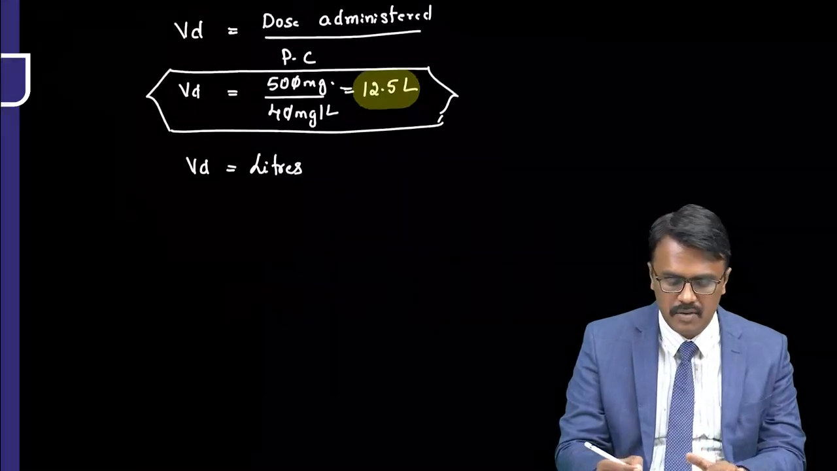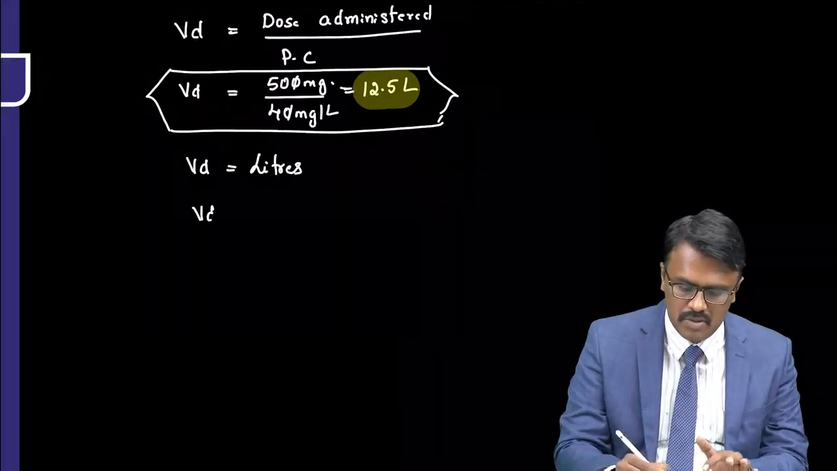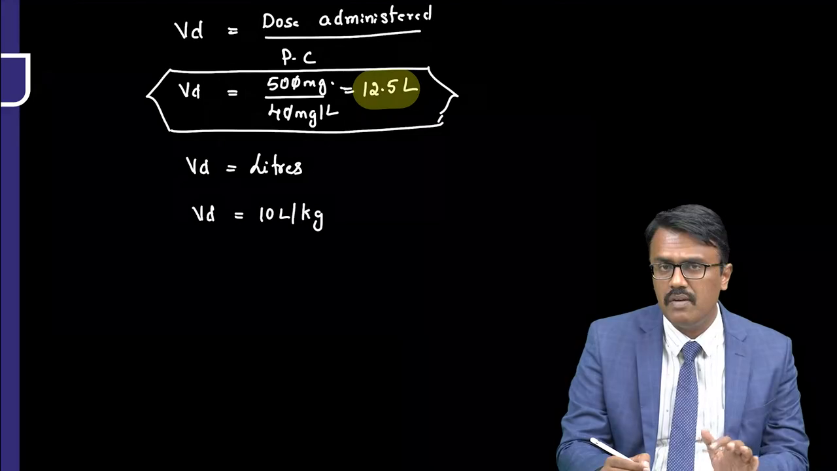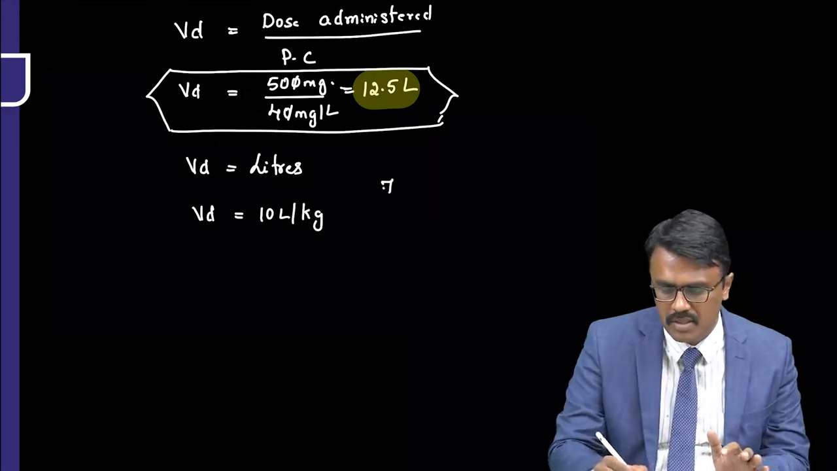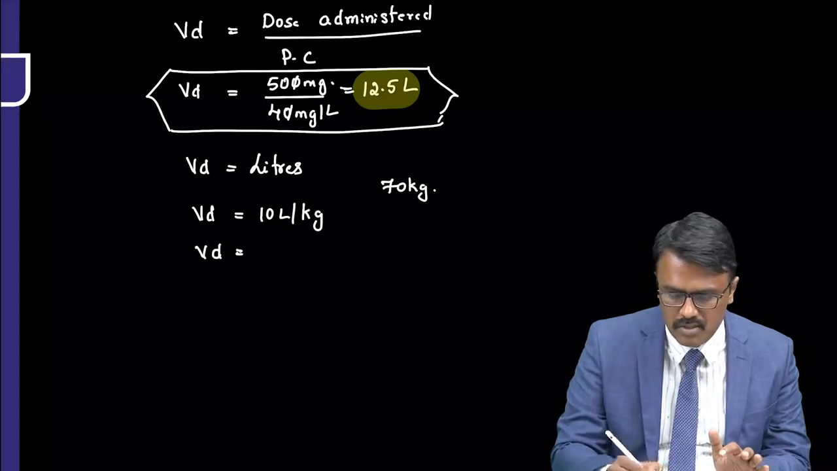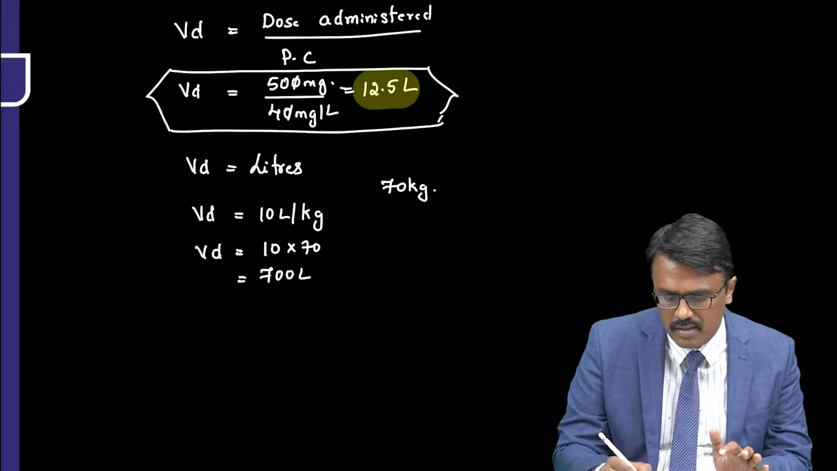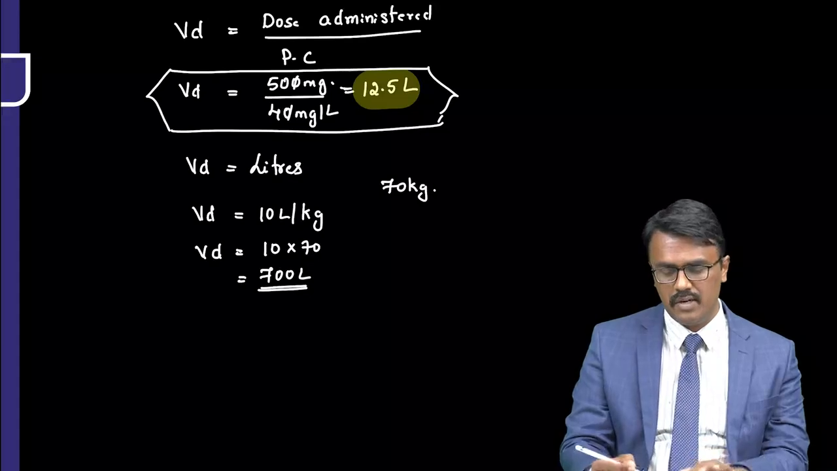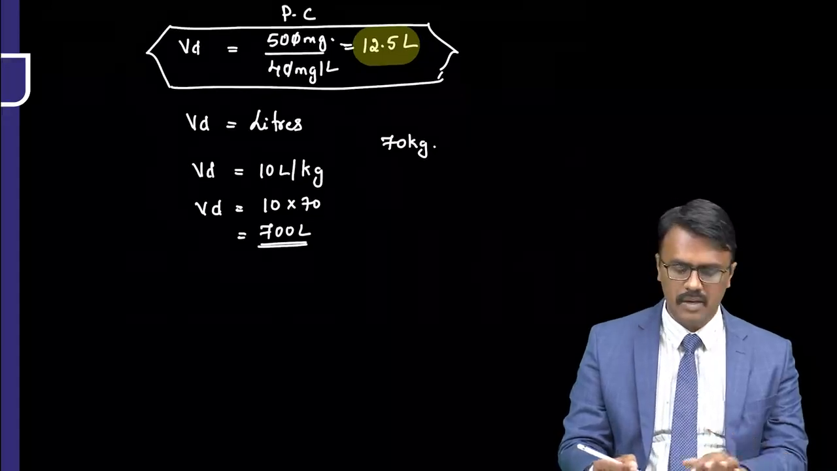Many a time they may give it like this: volume of distribution is 10 liter per kg. If they have given it like this, and the patient weighs 70 kg, then what is the volume of distribution? It is 10 into 70, that is per kg. So it is around 700 liters. This is how you have to convert when you are doing the calculation. 700 will be the volume of distribution.